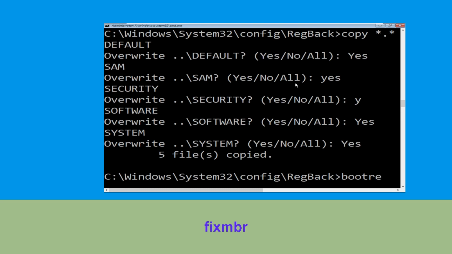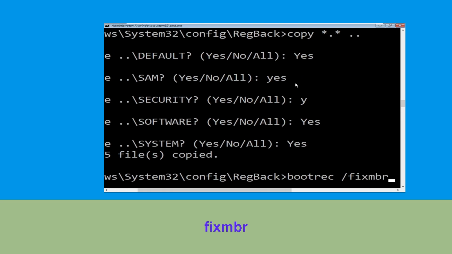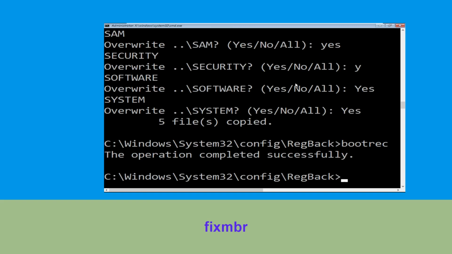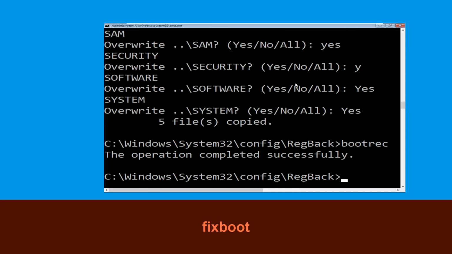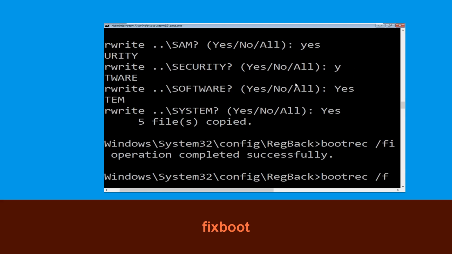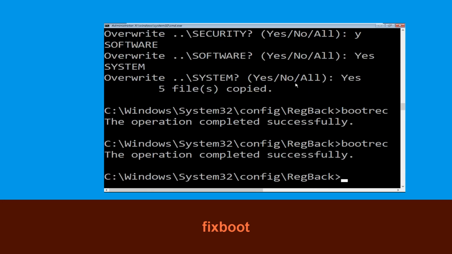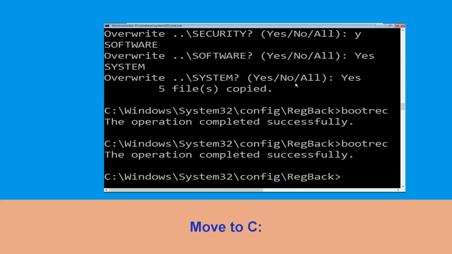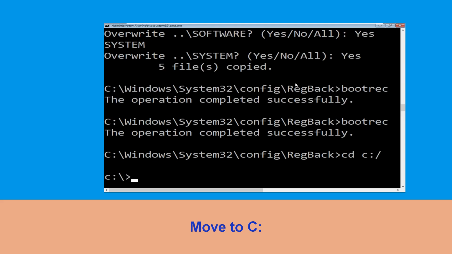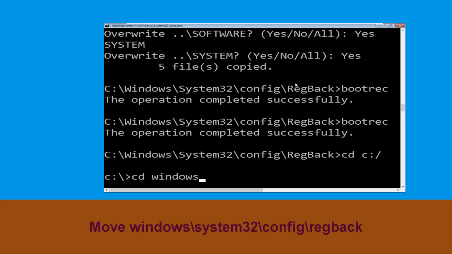Now execute this command. Type bootrec /fixmbr and simply hit enter. Now type in bootrec /fixboot and simply hit enter to execute the command. Now execute this command cd c:/. Now type cd windows/system32/config/regback and hit enter to execute.